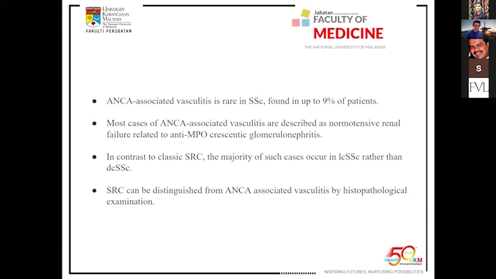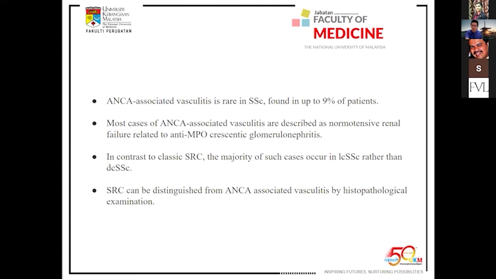This ANCA-associated vasculitis is rare in systemic sclerosis. It's found in only up to 9% of patients. Most of the ANCA-associated vasculitis in this group of patients is described as normotensive, and they are also MPO positive. In contrast to classic scleroderma renal crisis, the majority of cases occur in limited cutaneous systemic sclerosis rather than the diffuse type of systemic sclerosis. So this is a contrast.